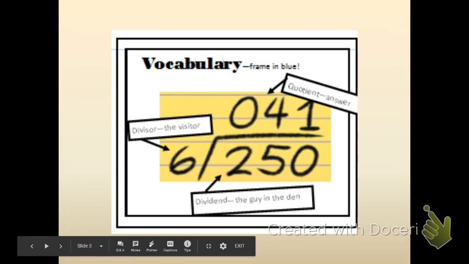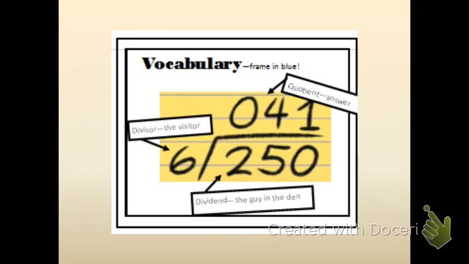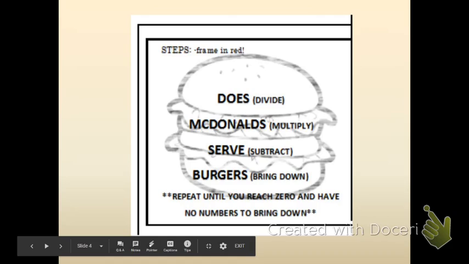Now, if you'll look at the foldable that I gave you, the doodle notes that I gave you, this is at the top of it. It's just a reminder of that vocabulary. So quotient is the answer. Divisor, remember that's the visitor, the guy outside the house. The dividend is the guy in the den, the one that you are dividing into. So we've got that. You may have heard this before.